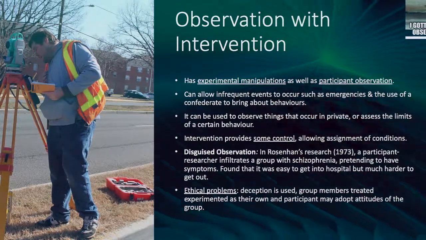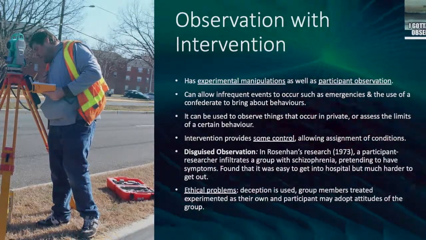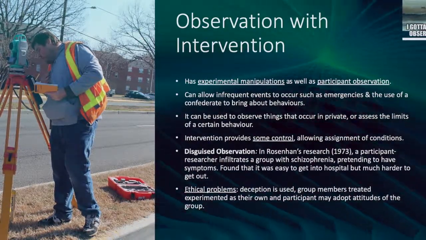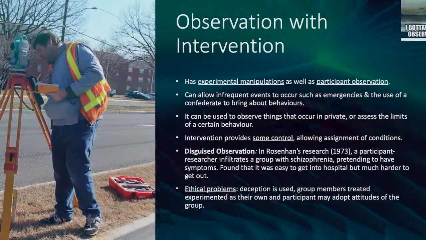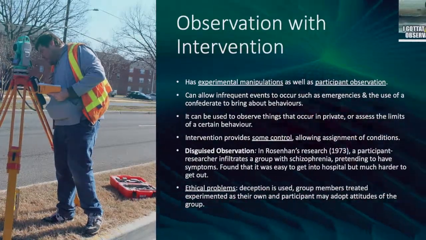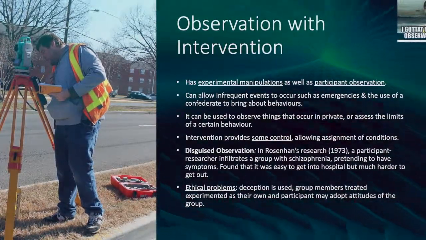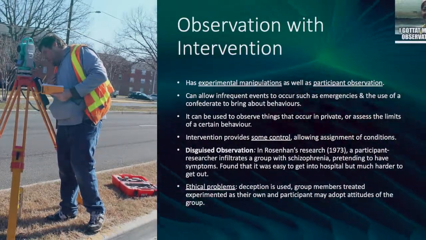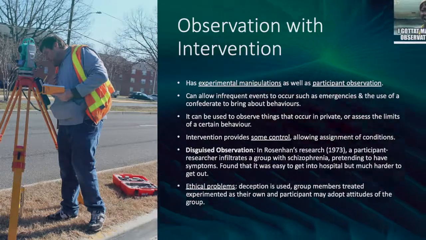This type of observation can allow for infrequent events to occur, such as emergencies, and the use of a confederate to bring about the intended behaviors that one wants to study. It can also be used to observe things that occur in private or assess the limits of a certain behavior. Intervention provides some control, allowing assignment of conditions.